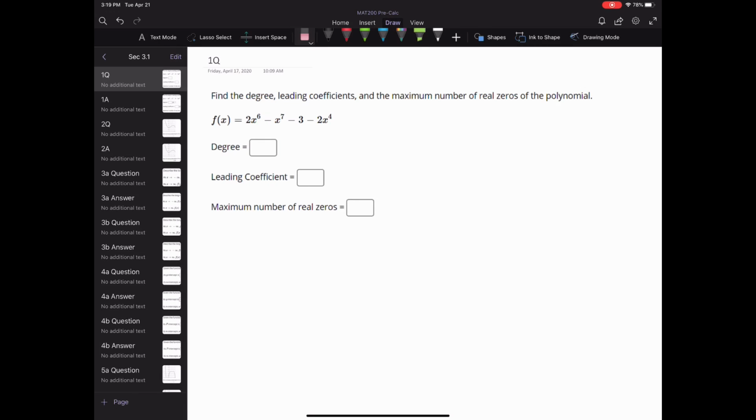Hey guys, let's do some questions from section 3.1. So we have this polynomial and they want us to find the degree, leading coefficient, and the maximum number of real zeros of the polynomial.